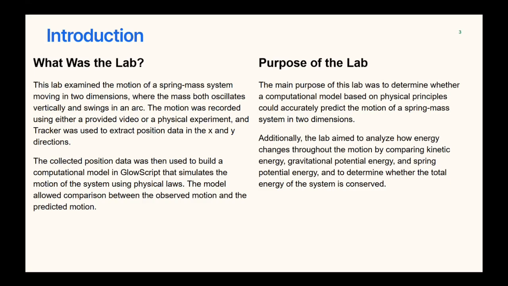The main purpose of this lab was to determine whether a computational model based on physical principles could accurately predict the motion of a spring mass system in two dimensions. Additionally, the lab aimed to analyze how energy changed throughout the motion, comparing kinetic energy, gravitational potential energy, and spring potential energy, and to determine whether the total energy of the system is conserved.